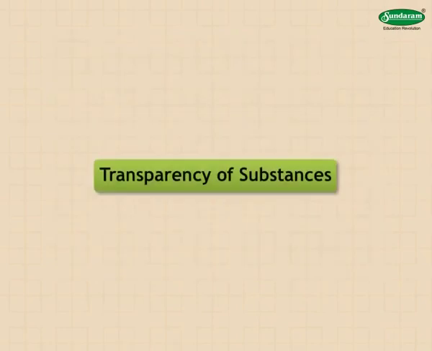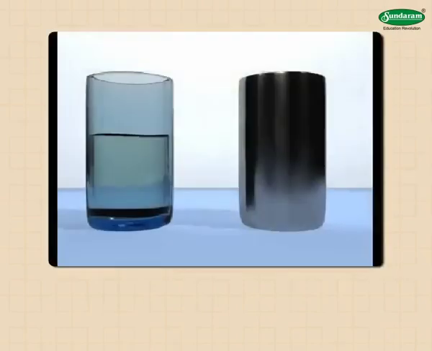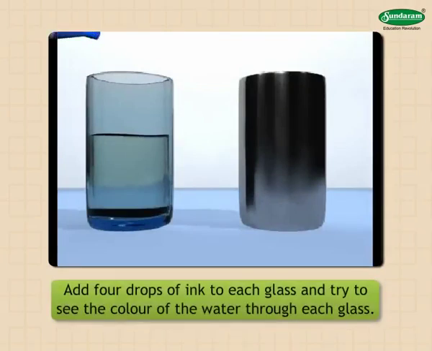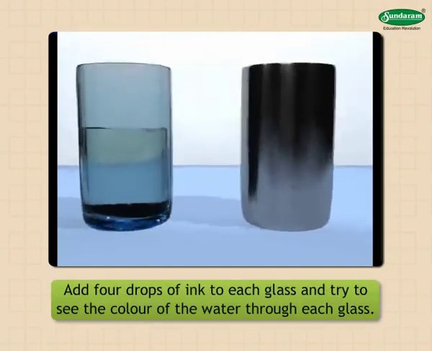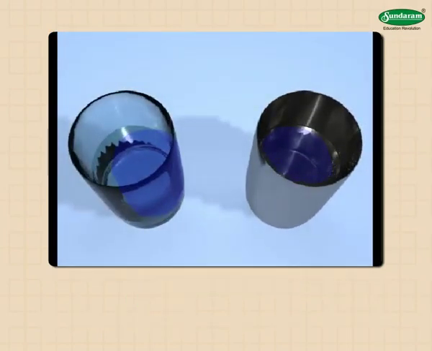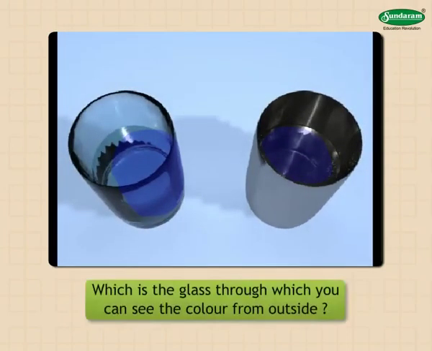Transparency of substances. Try this. Take some water in a steel glass and some in another one made of glass. Add 4 drops of ink to each glass and try to see the color of the water through each glass. What do you notice? Which is the glass through which you can see the color from the outside?